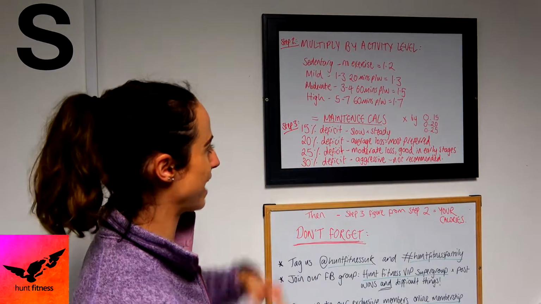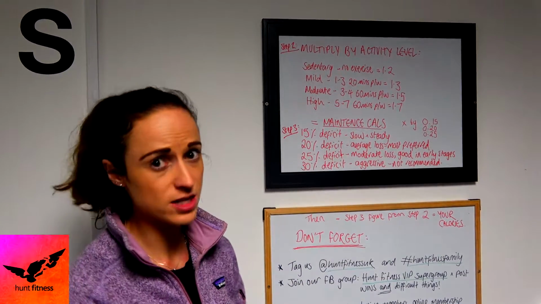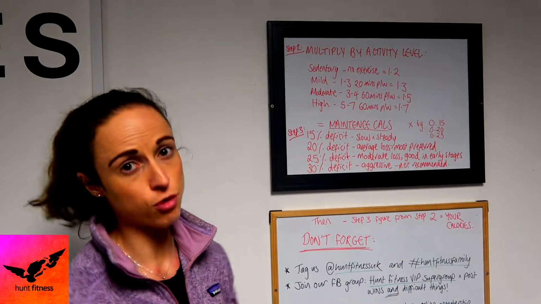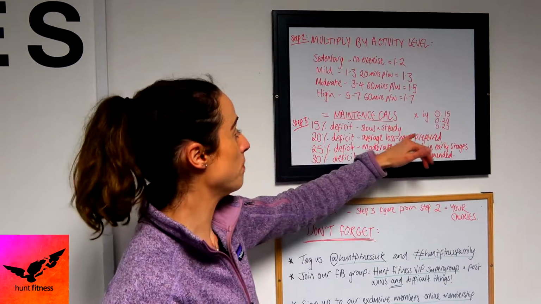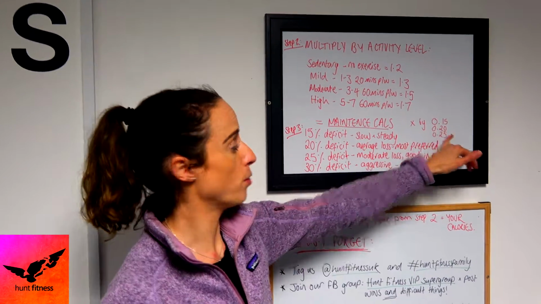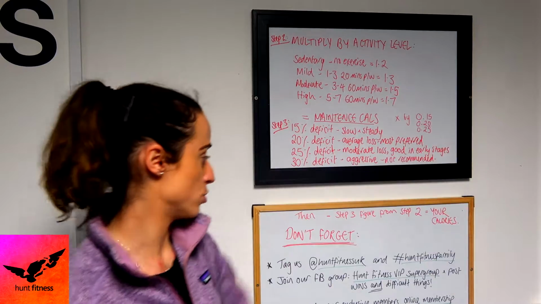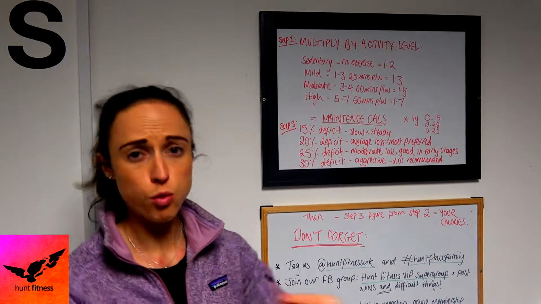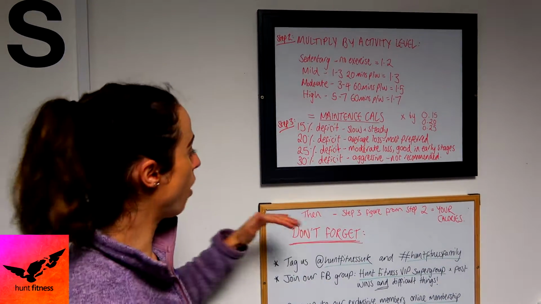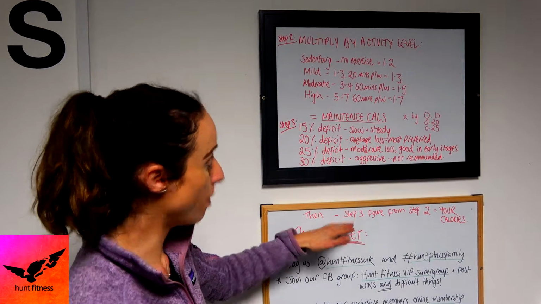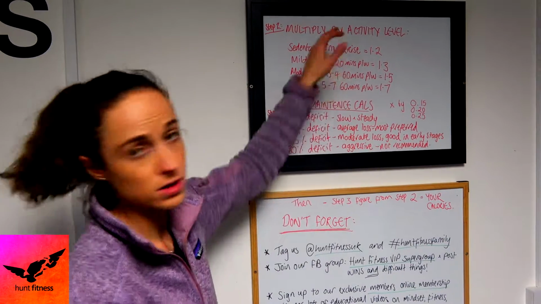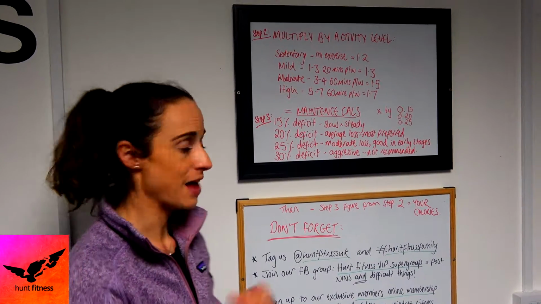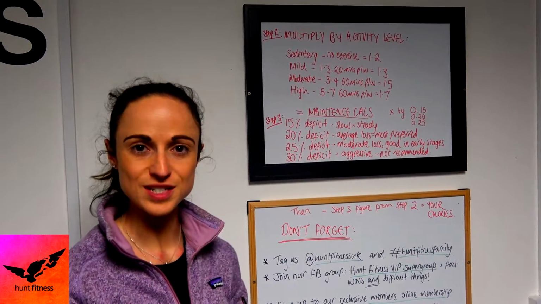Once you've picked that, then from your maintenance calories, the figure you had from step 1 and step 2, you're going to multiply that by either 0.15, 0.20 or 0.25. And then once you've done that, you are then going to minus step 3's figure from step 2's figure. And that will then give you your calories.